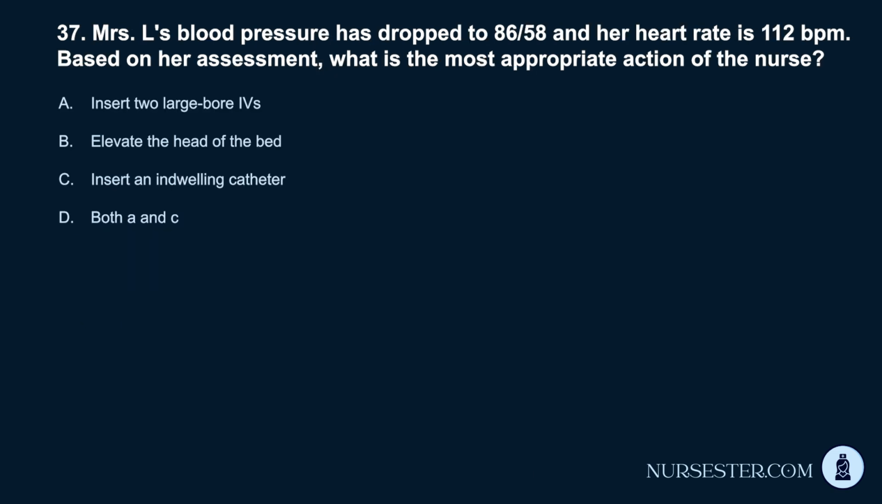37. Mrs. L's blood pressure has dropped to 86/58 and her heart rate is 112 bpm. Based on her assessment, what is the most appropriate action of the nurse? A. Insert 2 large-bore IVs. B. Elevate the head of the bed. C. Insert an indwelling catheter. D. Both A and C. Correct answer, D. Both A and C.